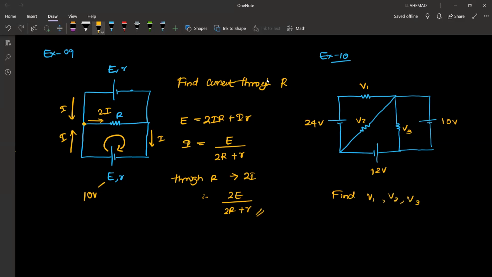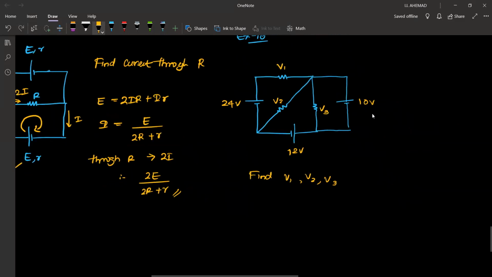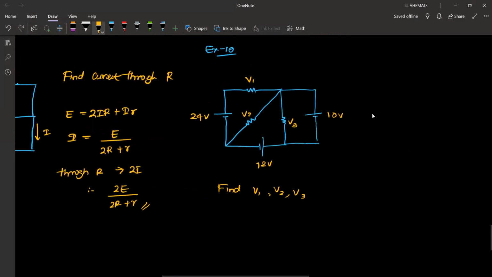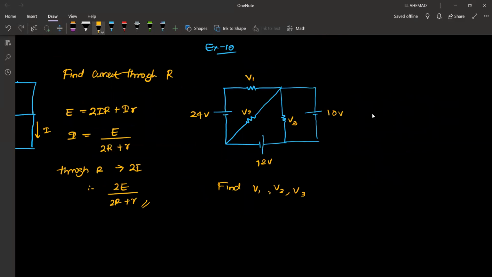Find V1, V2, V3. The resistances are not given. So you can consider loops, and using the KVL, you should be able to straight away find what is V1, V2, V3.